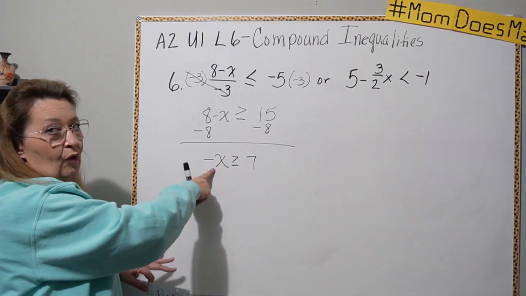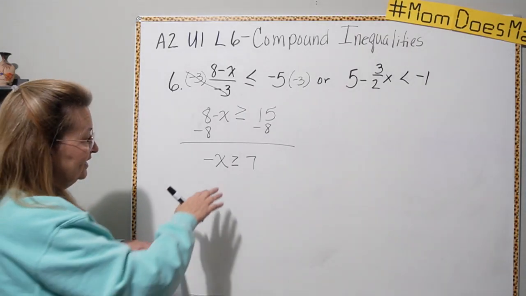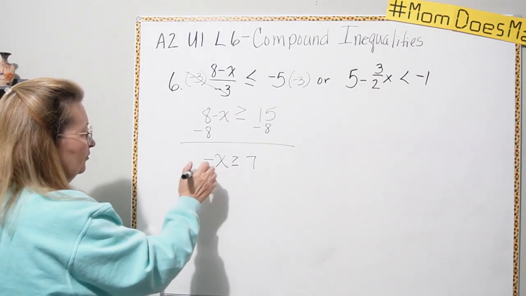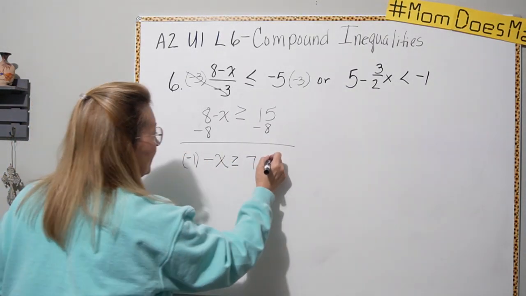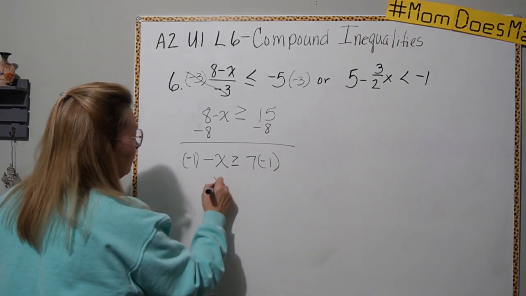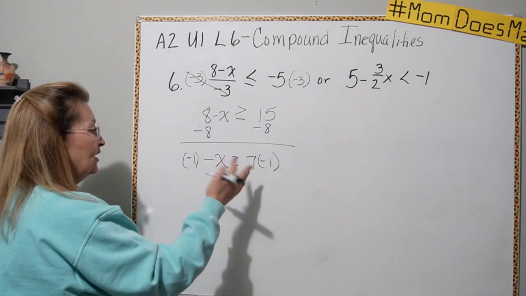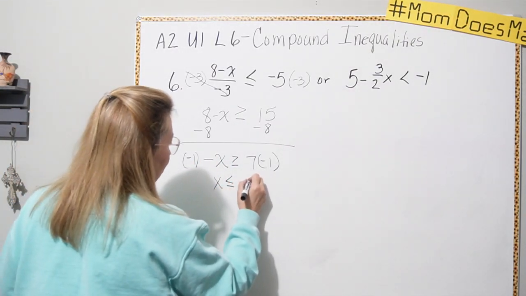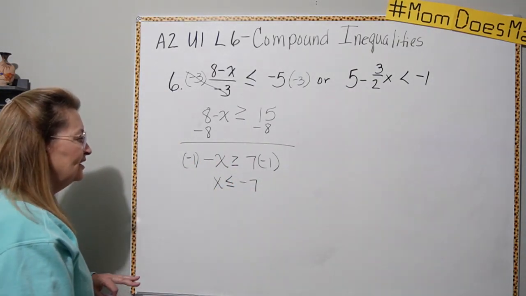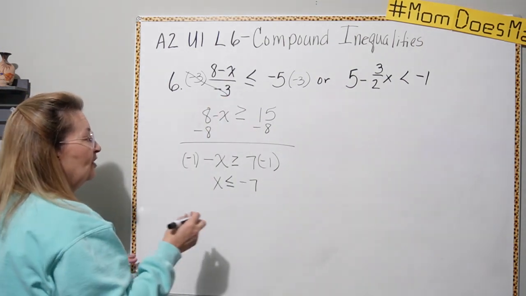Now I've got to multiply or divide through by -1 because I don't want a negative in front of my variable. So if I multiply both sides by -1, I'm going to get positive x. I have to flip the sign again. Every time you do it, you have to keep flipping the sign. All right? So x is less than or equal to -7.